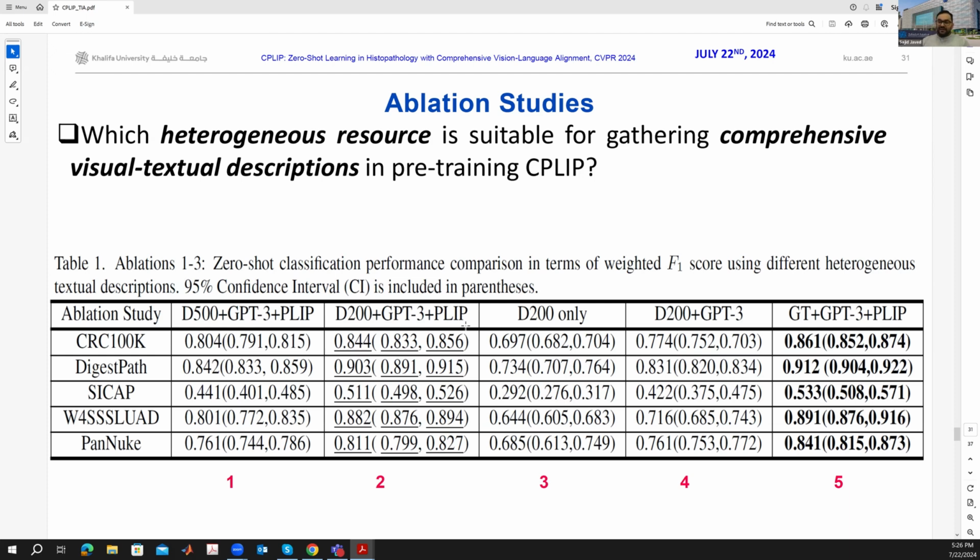Then we further deleted the PLIP model textual description, and we asked our model to train on D200 plus the GPT-3 description, and you can see that the performance was not as good as when we consider the ground truth, the GPT-3 and the PLIP description. So the ground truth textual descriptions are coming from the ARCH data set, while our unsupervised proposal is the second ablation study, which is almost 2 or 3% downgrading the performance compared to the ground truth evaluation. It means that the heterogeneous textual resources are somehow good compared to the ground truth data. But of course, 100% we cannot rely on the unsupervised learning paradigm that we have proposed.